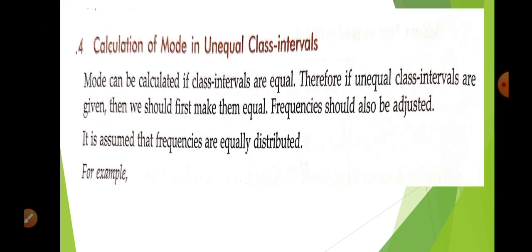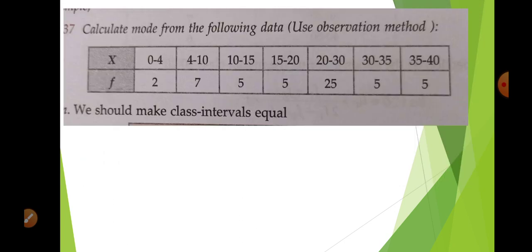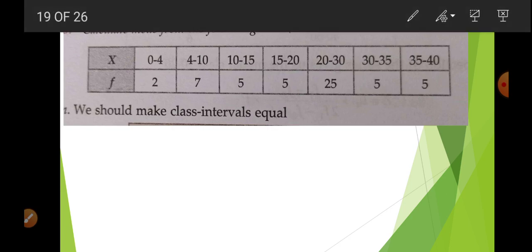Okay, now calculation of mode in unequal class interval. In unequal class intervals, first we make them equal and the frequency should be adjusted; it is assumed that frequencies are equally distributed. So here is given 0 to 4, 4 to 10, 10 to 15. Here the difference is 4, here 6, here 5, here 5, here 10, here 5, here 5. So it is an uneven class interval. Okay, so we have to make it even. So how can we make it even? We can write it 0 to 10.